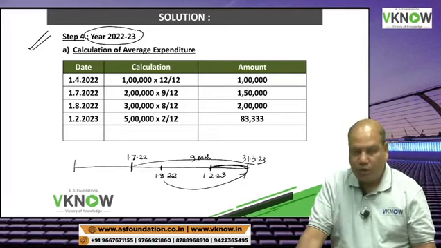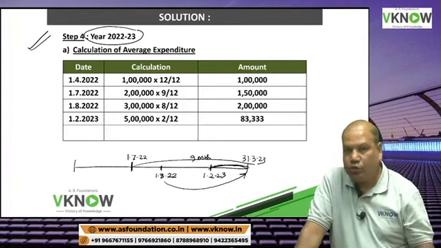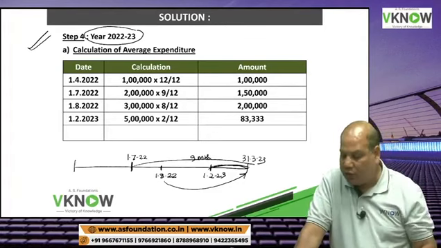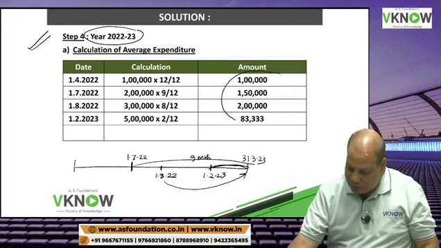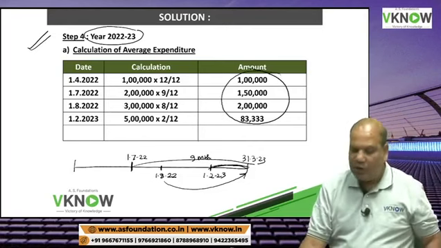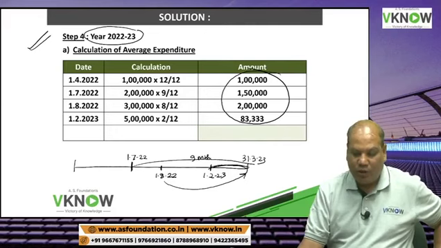That comes to 83,333. Other expenditure were incurred in the next year. So what you do, take the total of the last column. Total of this last column, this is my average expenditure. Quickly. Average expenditure.